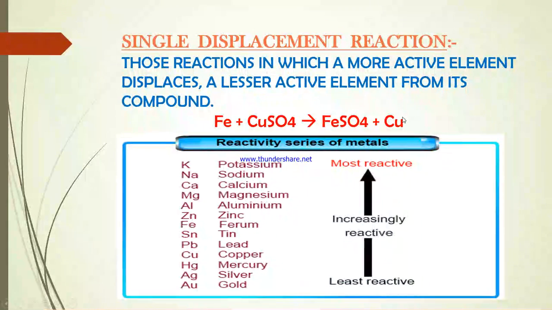What is the basis of displacement reaction? That is the reactivity series of metals. This we already have studied in our previous class. What does it indicate? It indicates a series of metals arranged in increasing order, where you can see gold occupies the last position, which is the least reactive metal, and potassium is at the highest order. It means potassium is the most reactive metal. Potassium can displace sodium, and this goes on according to their reactivity.